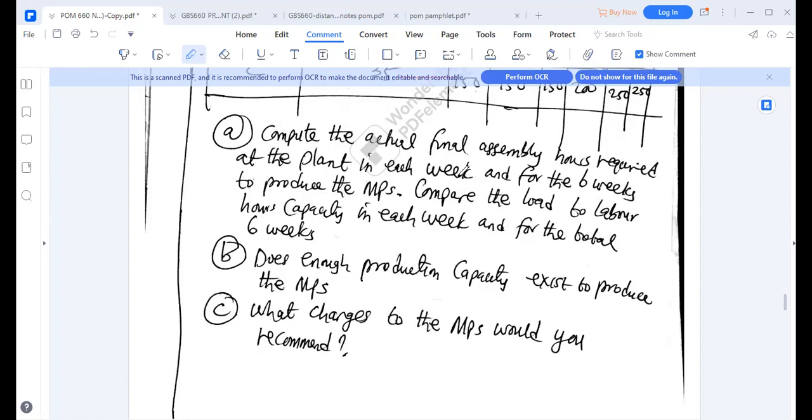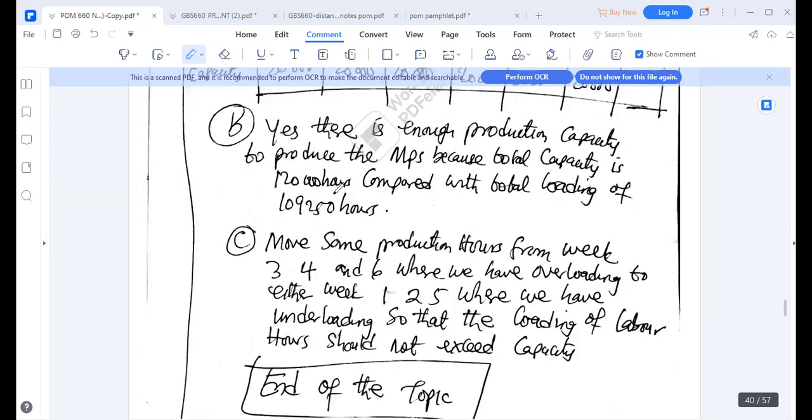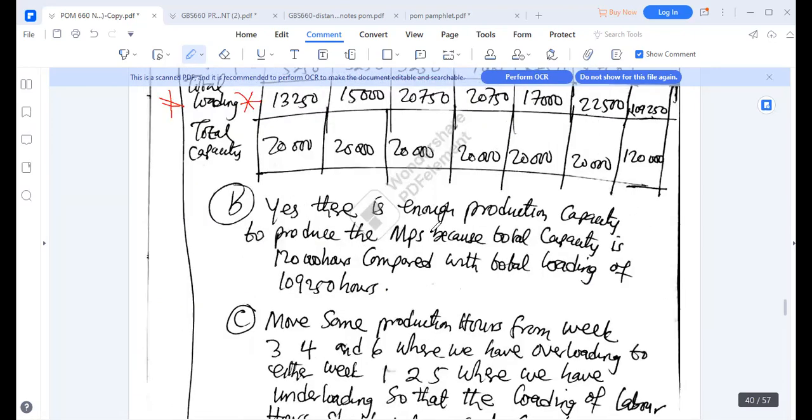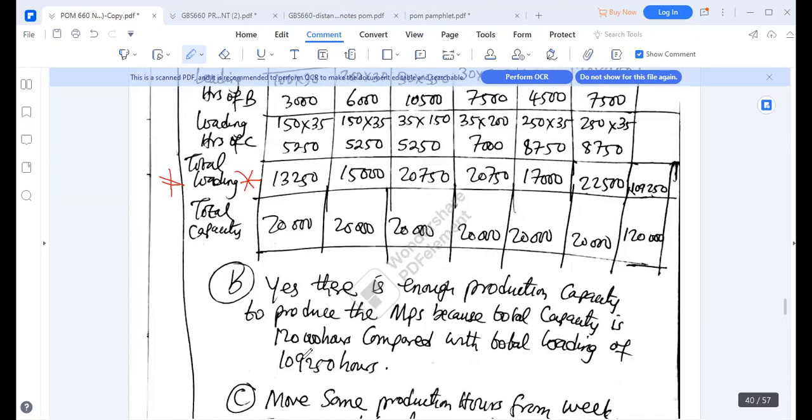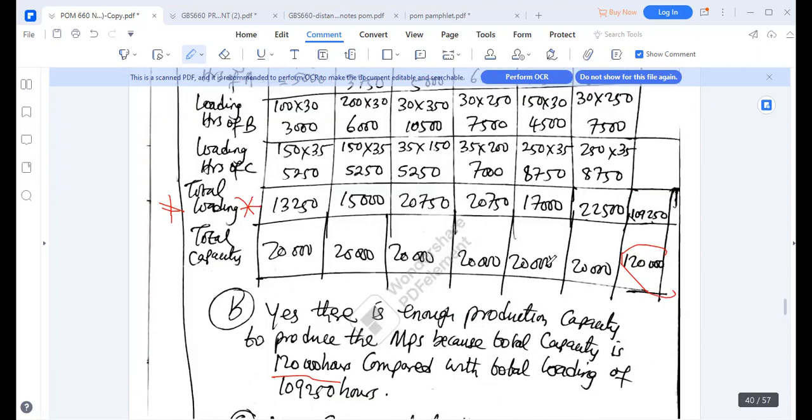All right, so this is just about what we have. Now we're getting down to part B. We have computed part A. Part B: does enough production capacity exist to produce the MPS? So you can simply say yes, there is enough production capacity to produce the MPS, because the total capacity is 120,000 hours compared with the loading of 109,250 hours. Yes, so we have agreed.